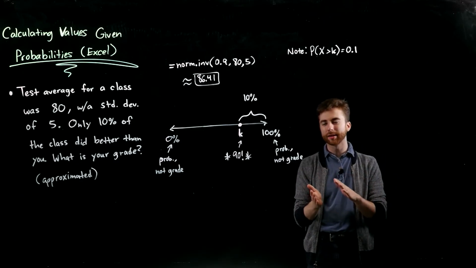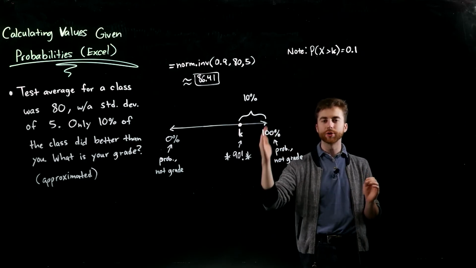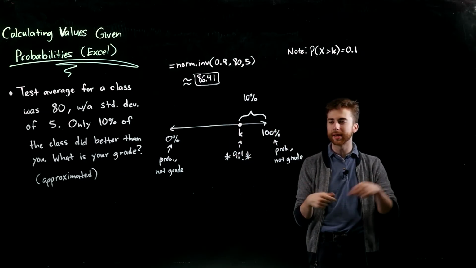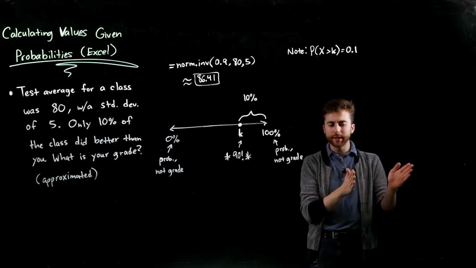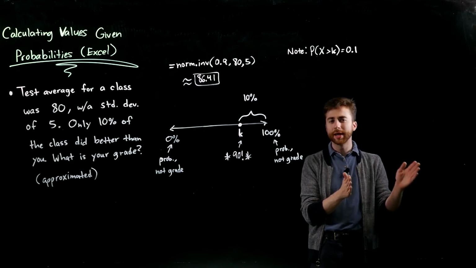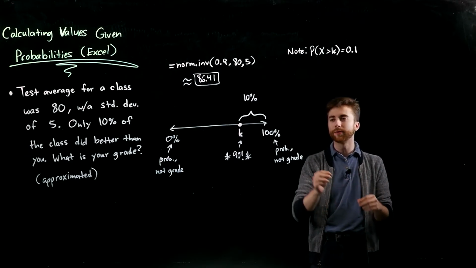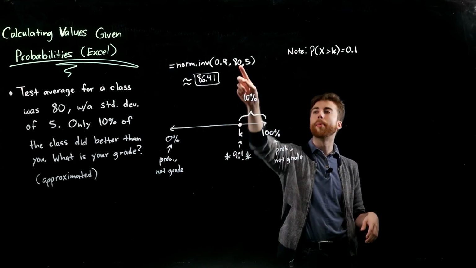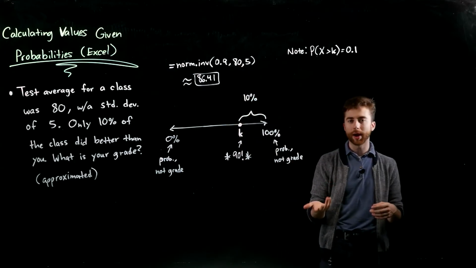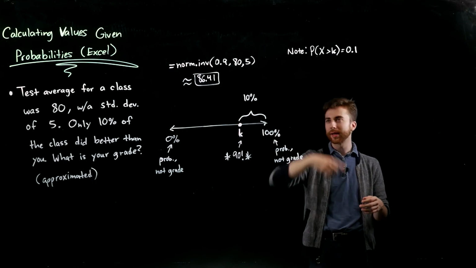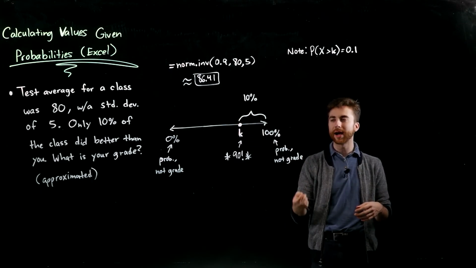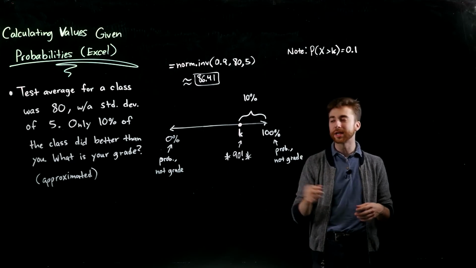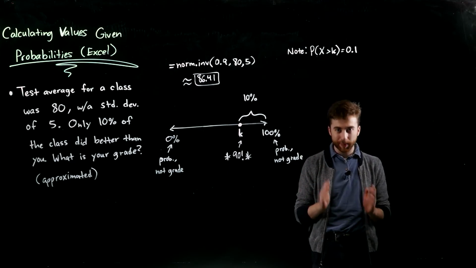You have to back into the logic, go, okay, we have a distribution starting at 0, ending at 100%. They're telling me that the only percent of the distribution that was greater than the value I'm looking for is 10% of them. So that means you're sitting at the 90% mark, so 0.9 is what you put in for your probability right there. You just crank out that calculation, 0.9, 80, 5, and it gives you about an 86.41, which is what we would expect your grade to be.